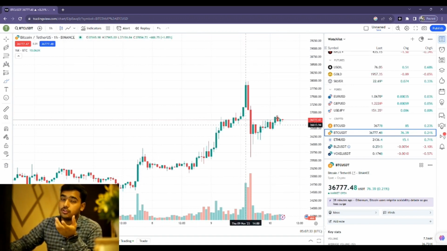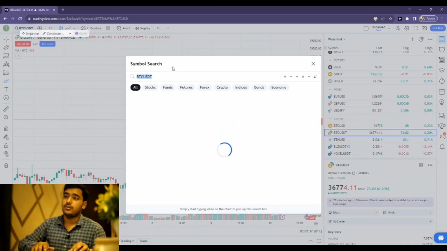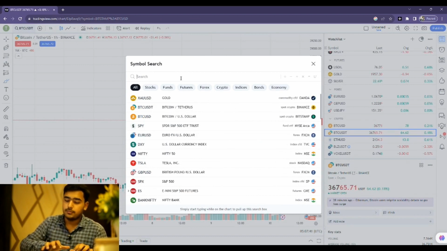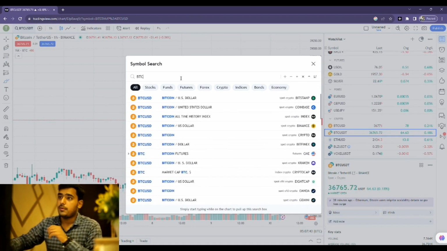So let's start with the top side, of course. So we have the search. You can search whatever you want. You can search your favorite crypto. Let's see. I'm gonna search BTC USDT perpetual contract.